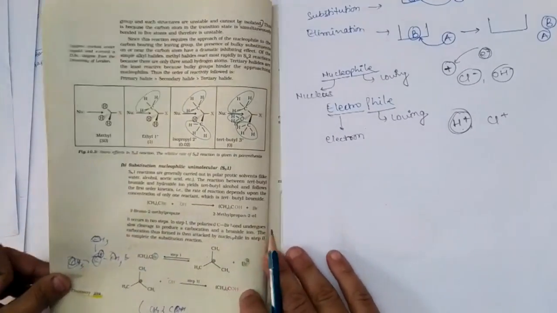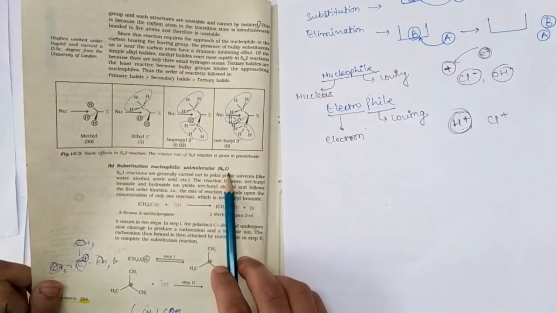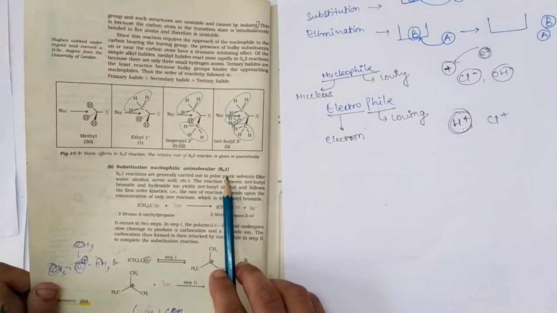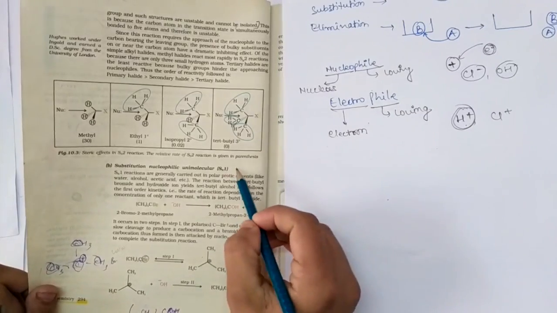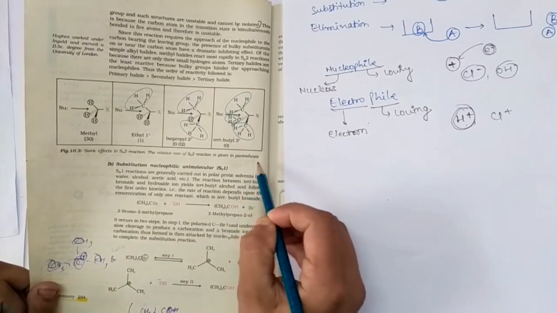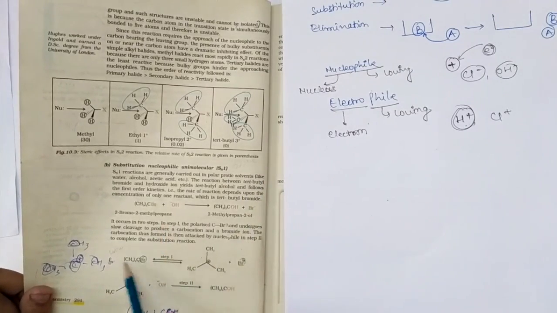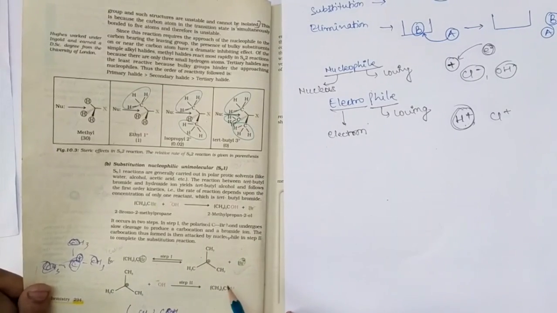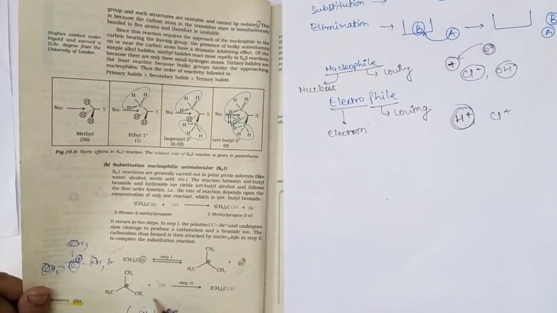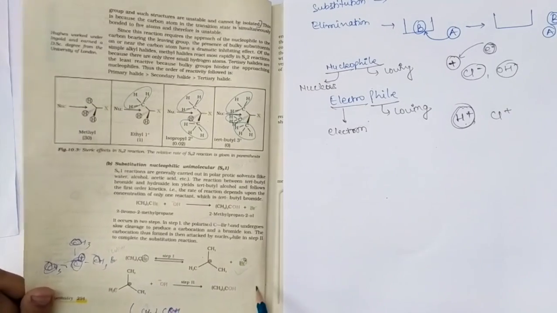Now we are going to discuss nucleophilic substitution unimolecular, that means SN1. In an SN1 reaction, what happens? This is a two-step process. Very important, you should know it is a two-step process. In the very first step the carbocation is produced, and in the second step the carbocation reacts with the nucleophile, this OH minus, and forms the product.